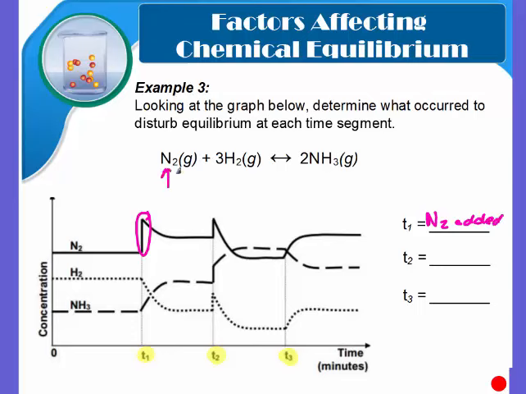If nitrogen is added, then we would expect the reaction to shift right. My H2 would start going down because I would start using it. My NH3 would start going up. NH3 is going up, hydrogen is going down, and notice the nitrogen is also going down after that initial increase.